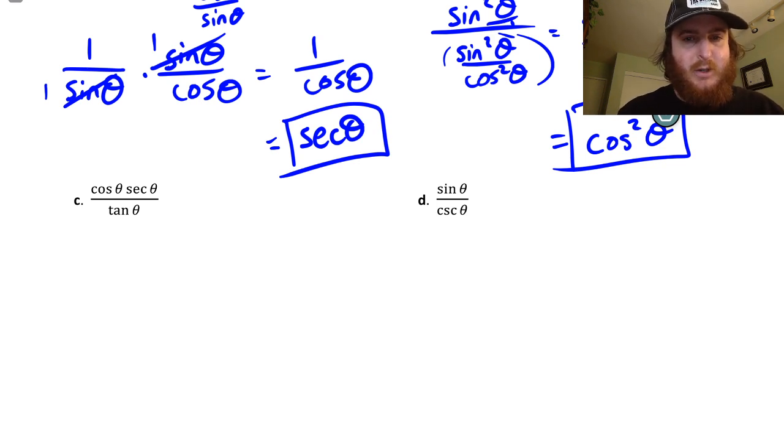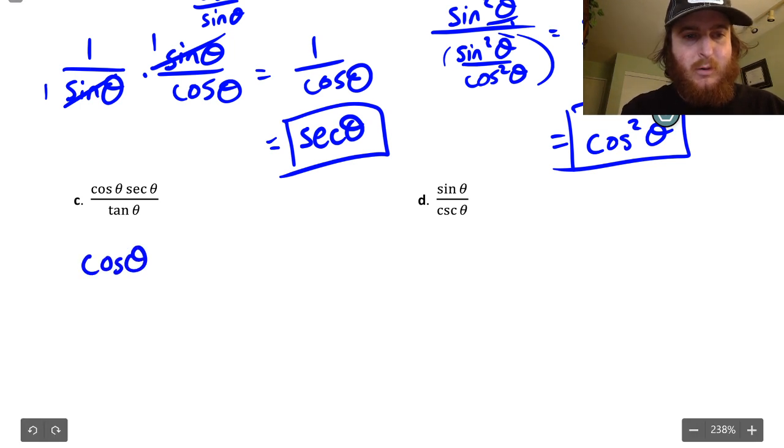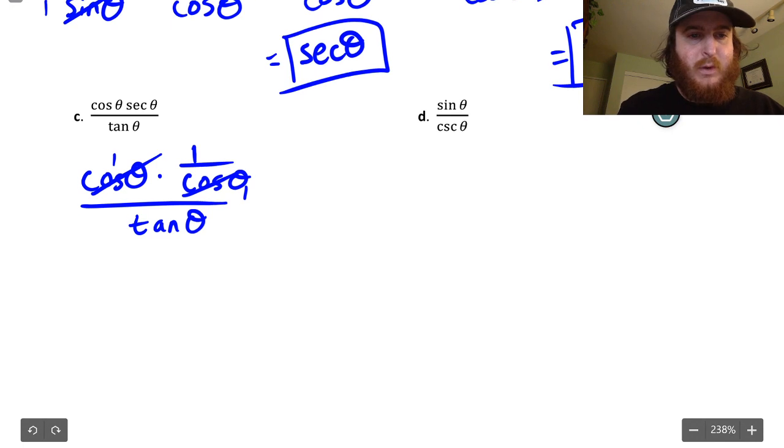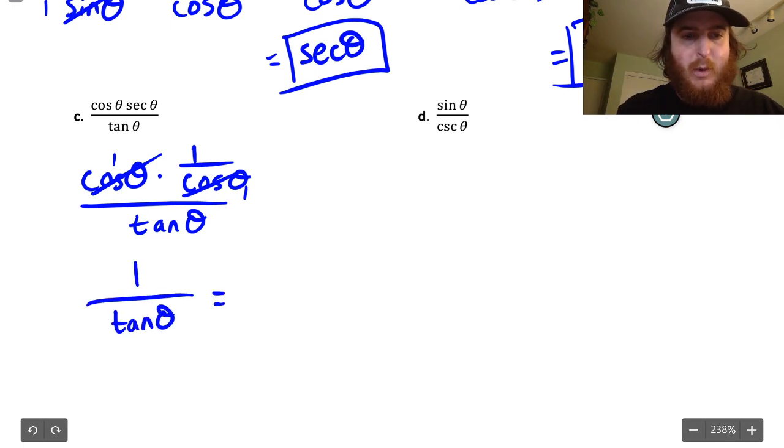All right, next one, cosine theta secant theta over tangent theta. Again, I'm going to try to go one at a time as much as I can, leaving cosine theta alone. So secant theta is 1 over cosine theta. And then again, I'm going to leave tangent theta for right now until we need to replace it. So that's cosine theta and cosine theta, they cancel out to 1. So this gives us 1 divided by tangent theta, which is not our answer. We want to replace that with cotangent theta.